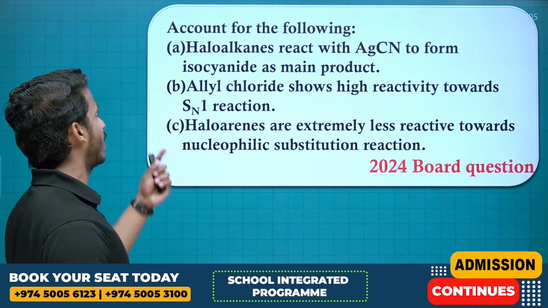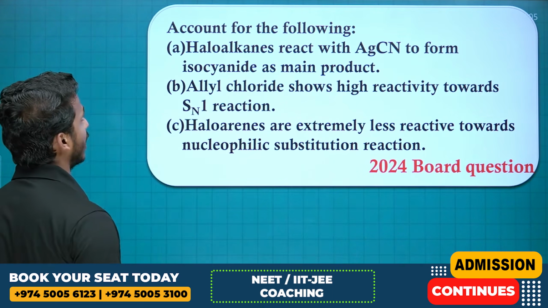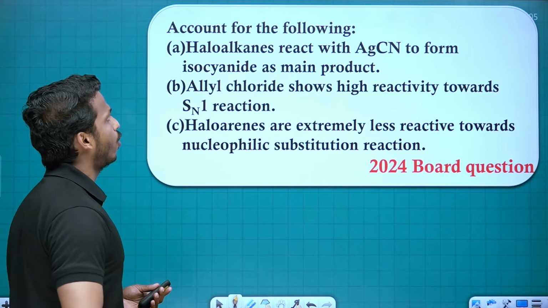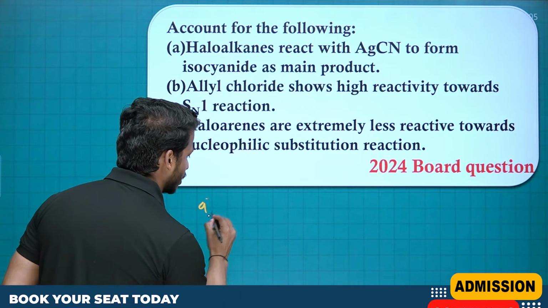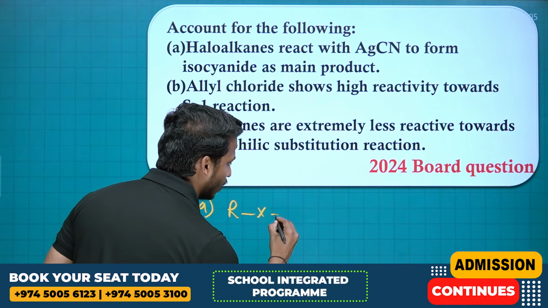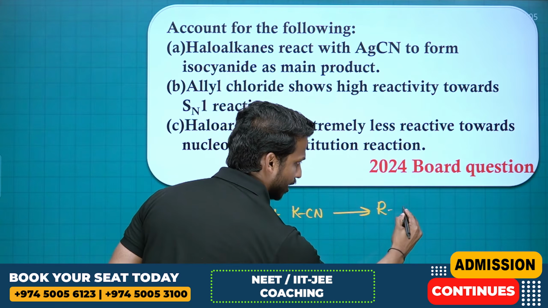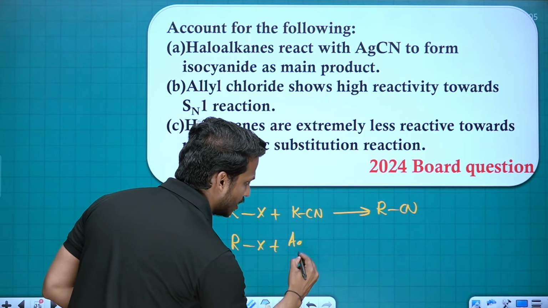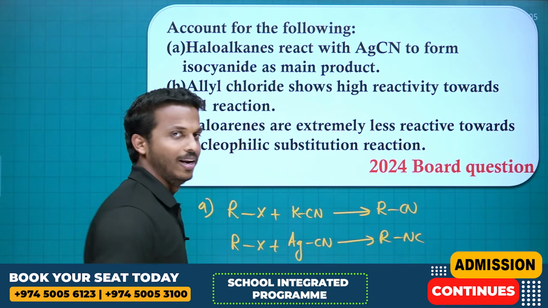What is the board question they asked from the Haloalkane Haloarene chapter? Dear all, first question for the chapter: Haloalkanes react with AgCN to form isocyanide as the main product. Why? You studied that when haloalkane reacts with KCN, it gives RCN, cyanide. Whereas haloalkane reacts with AgCN, you get RNC, isocyanide. What is the reason?